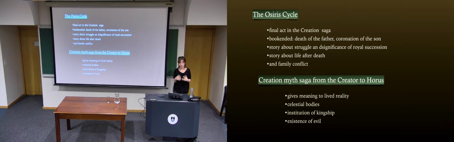And then the creation myth saga as a whole, from the beginning of the cosmos through the reigns of the gods to Horus, it gives existential meaning to the lived reality of the Egyptians. It explains the cosmos and the world, why it exists the way it does, where the sun comes from, why the land is the way it is, why there's death, and so on. It explains the celestial bodies, the institution of kingship, and of course, above all, explains the existence of evil, and provides a roadmap a bit of how to try and avoid that through correct behavior.